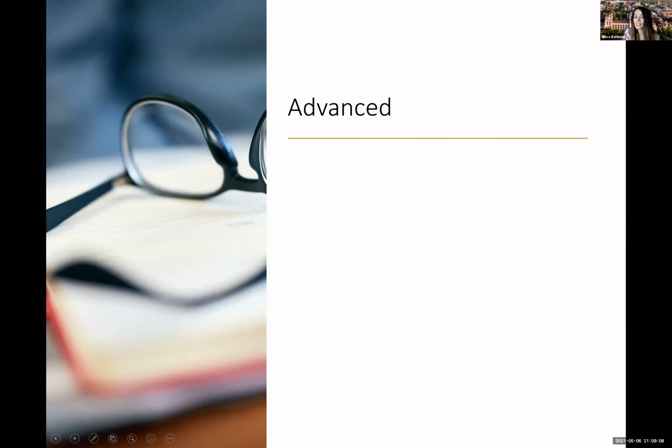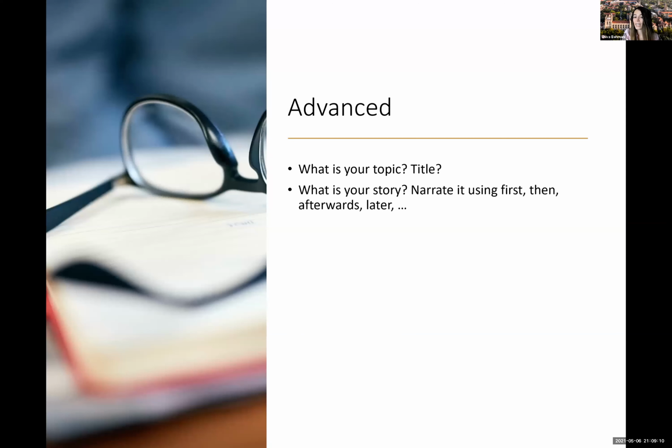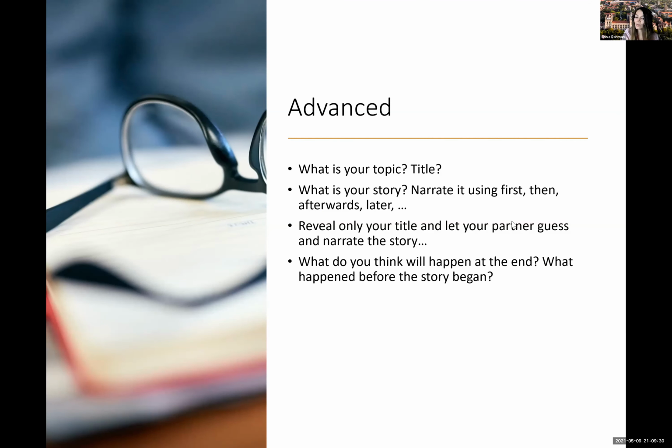And for the advanced, you can do, what is your topic title? What is your story? Narrate it using first, then afterwards, because narration just happens in the advanced level. Reveal only your title and let your partner guess. So they would just say, I think this is the topic, like dating. And then the other person would create a story with that title. That's another way you can do it.